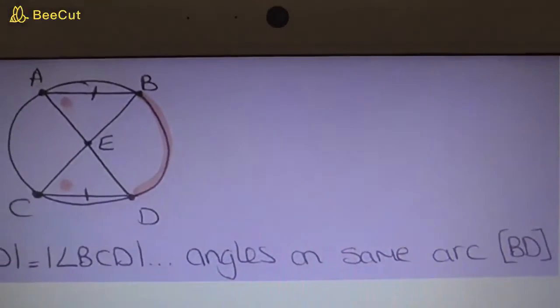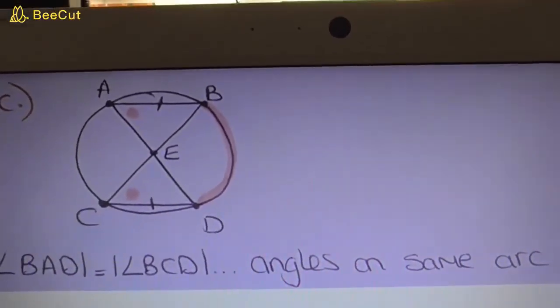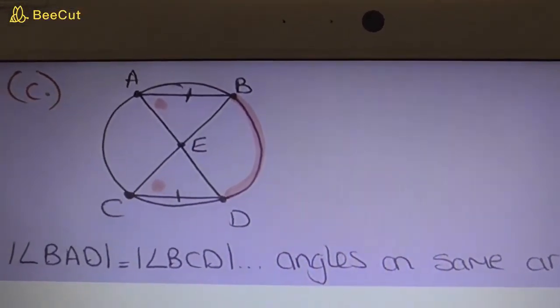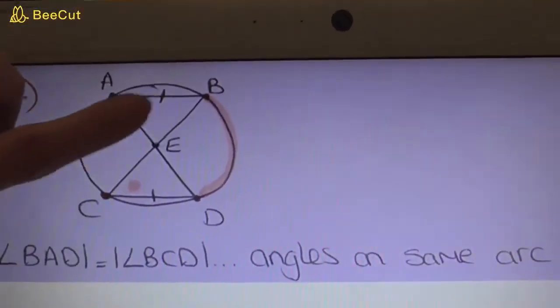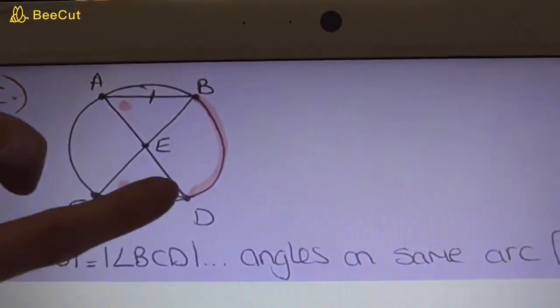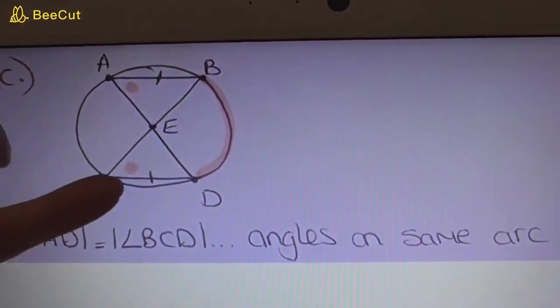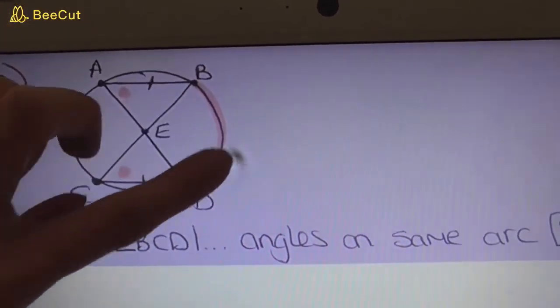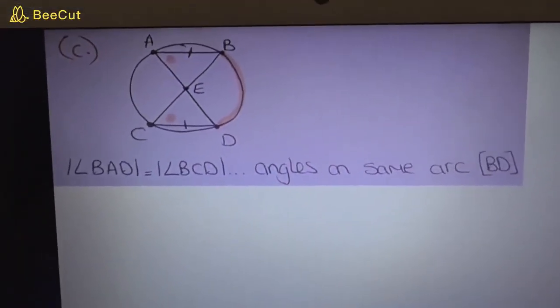Part C. I want to give the reason why angle BAD and angle BCD are equal. They're equal angles because they both stand on the same arc BD. So that angle is the same as that angle because they're the arms of this angle and they're sitting on the arc BD. And the arms of this angle, there's one arm, there's the other arm, they also sit on the arc B to D. So that's why both of those angles are equal.